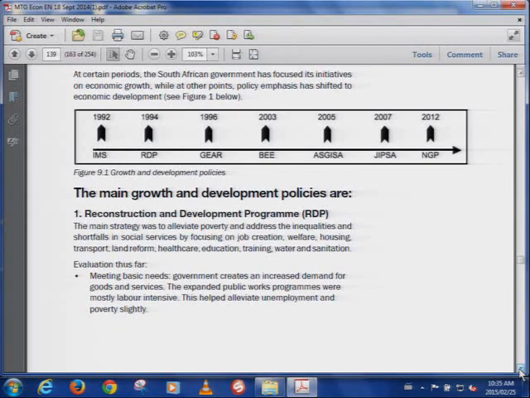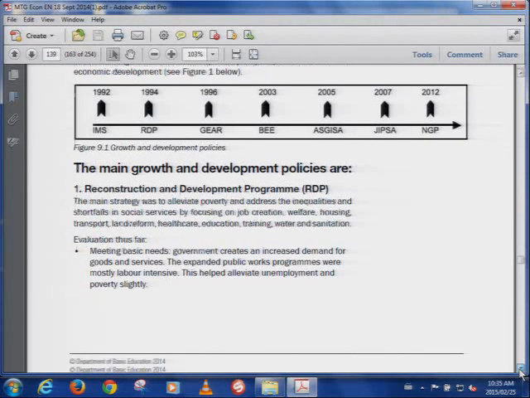In evaluation, by meeting the basic needs of people, the government created an increased demand for goods and services. The expanded public works programs were mostly labor intensive, and it is still the case now. It is still being implemented. A lot of unemployed people get job opportunities, which are not necessarily long-term, they are just temporary opportunities. This has helped to reduce the level of unemployment and to alleviate poverty.